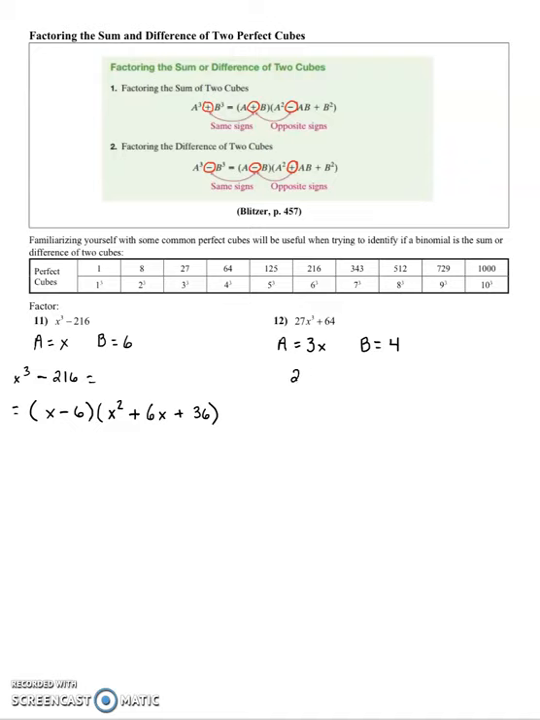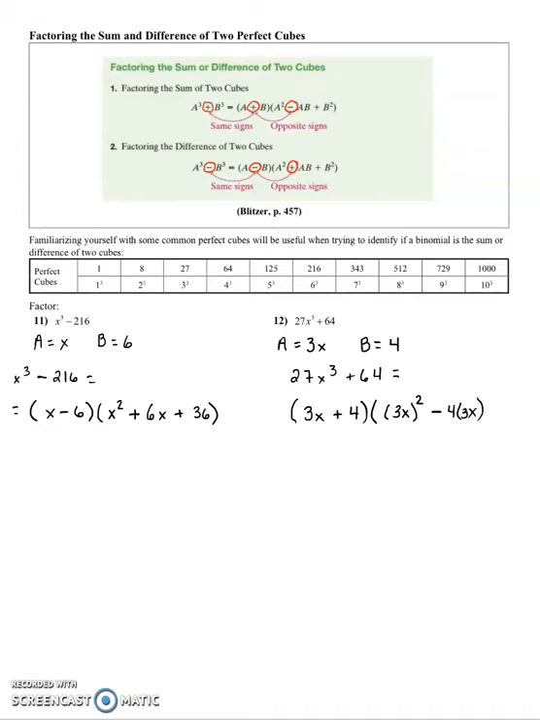So when we factor, we have a, which is 3x. Sign stays the same here, so plus b, which is 4, times a squared. So we have to be careful here. So our a squared is 3x, whole thing squared. Minus, because the signs are opposite. So minus a times b, so 4 times 3x.